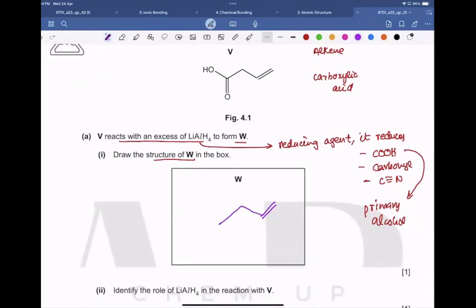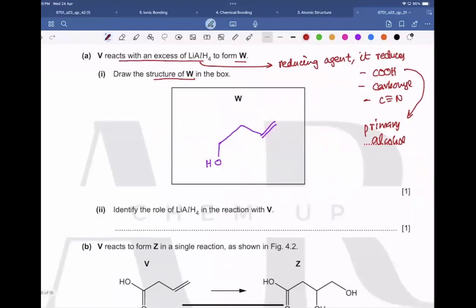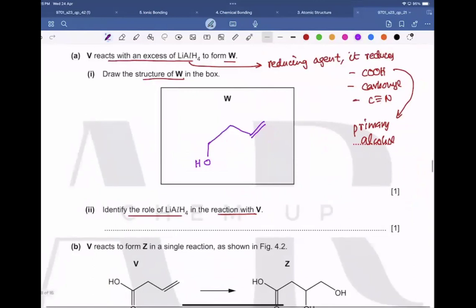I keep the double bond same. See, there are one, two, three, four carbons. And the first carbon, which has a carboxylic acid, I'm going to put an OH over there only because now it's reduced to primary alcohol. Yes, very good, Banin, very good, Umar. So that will be the product W. Now, what they are asking: identify the role of lithium aluminum hydride in the reaction with V. We have already discussed that it's a reducing agent, so I'm going to write over here that it's a reducing agent. Is this clear to all of you?